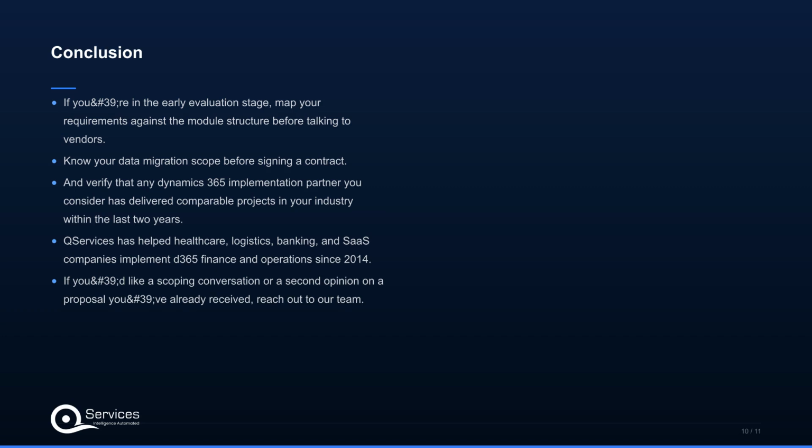If you're in the early evaluation stage, map your requirements against the module structure before talking to vendors. Know your data migration scope before signing a contract. And verify that any Dynamics 365 implementation partner you consider has delivered comparable projects in your industry within the last 2 years. Q Services has helped healthcare, logistics, banking, and SaaS companies implement D365 Finance and Operations since 2014.